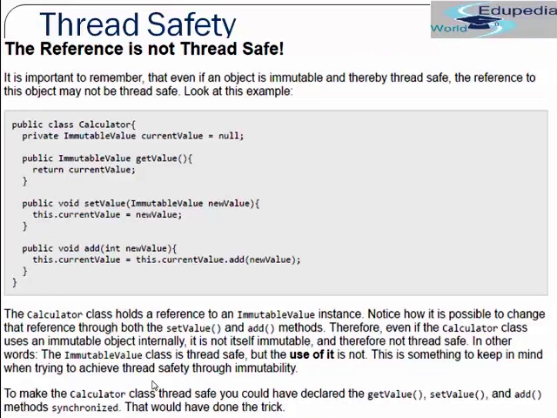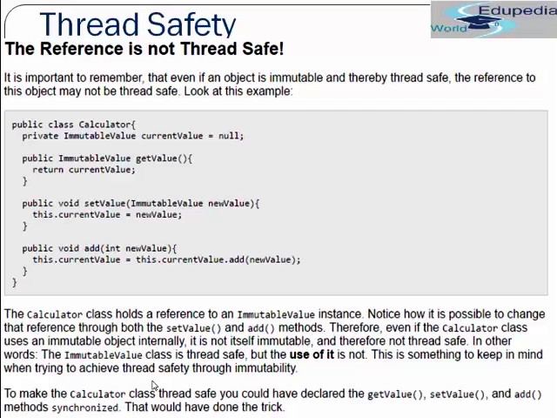Okay, now the reference is not thread safe. It is important to remember that even if our object is immutable and thereby thread safe, the reference to this object may not be thread safe. Why? Just look at this example. We have a public class Calculator, and then we have a private ImmutableValue currentValue equals null, and then we have public ImmutableValue getValue.